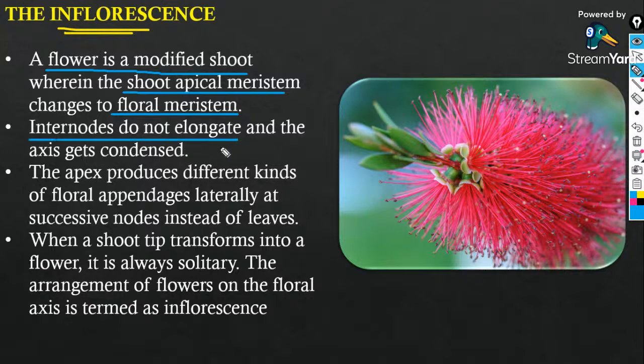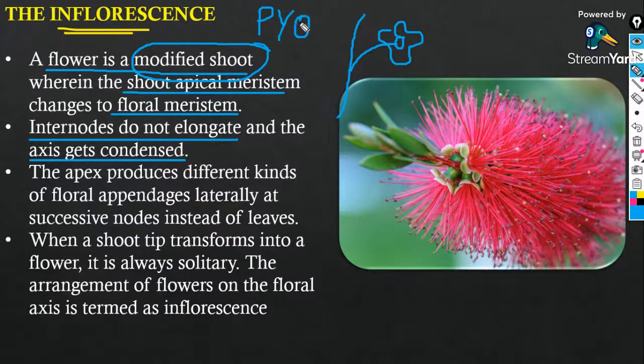The internodes don't get elongated and the axis gets condensed. Guys, in one particular axis, you will find the formation of a flower. They are modified shoots. Previous year NEET MCQ, NCERT line: a flower is a modified shoot. Here the internodes won't get elongated and the apex produces different kinds of floral appendages. And when a shoot tip transforms into a flower, the flower will always be solitary.